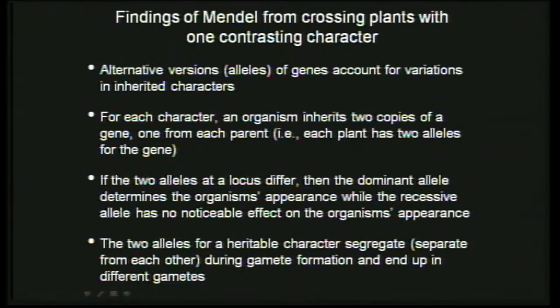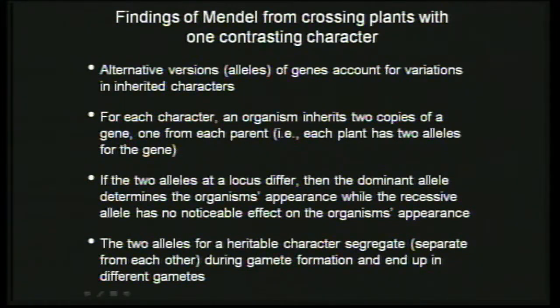Findings are like, first finding was alternate versions or the alleles of genes account for variation in inherited characters. That means the inherited characters differ because they had alternate versions. For example, in the case that we saw, the two versions were the purple flower color and the white flower color. So that's what he concluded.